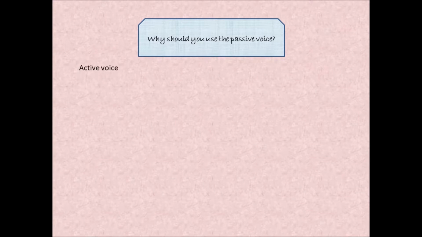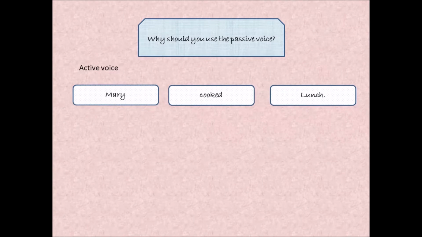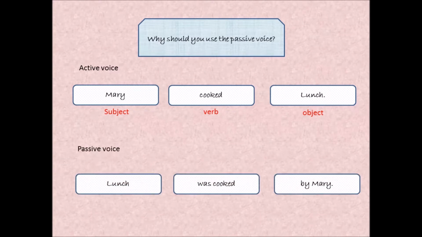Let's take an example. Mary cooked lunch. The subject, the verb, and the object. And the sentence is in past simple. Let's turn this active sentence into passive. Lunch was cooked by Mary.